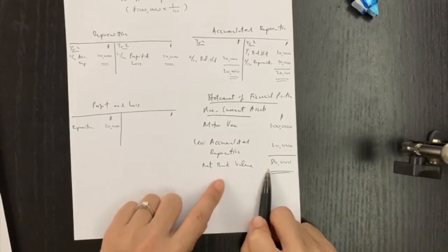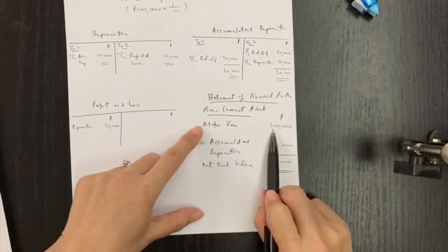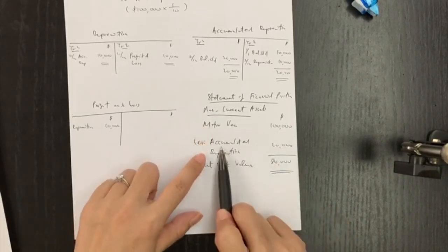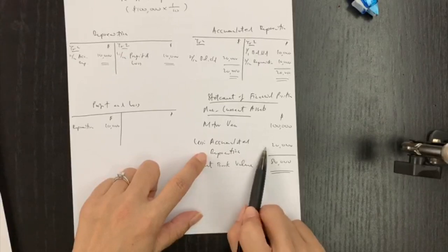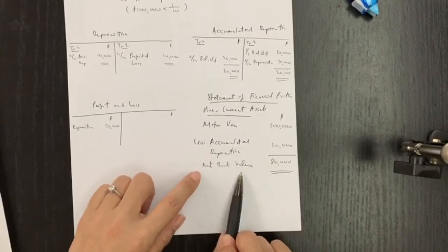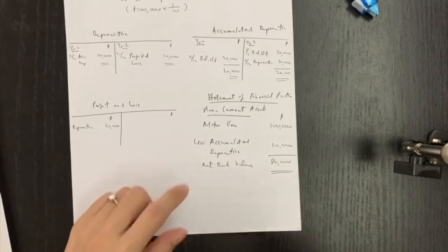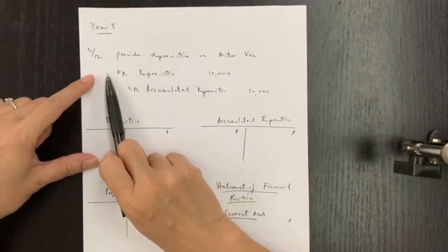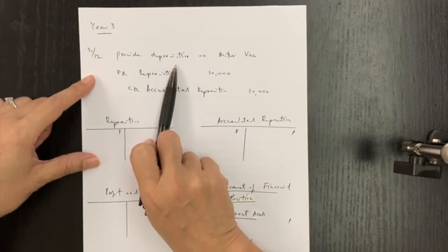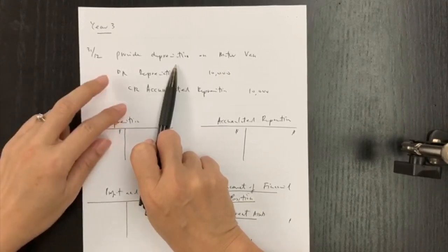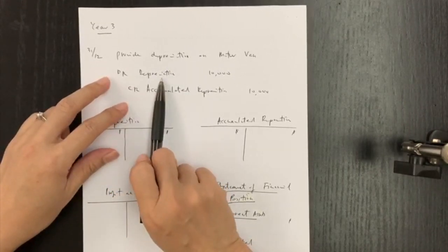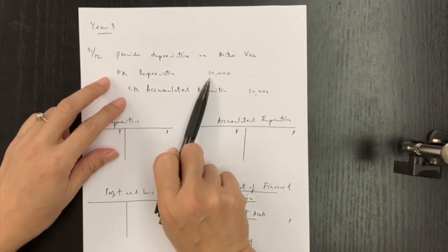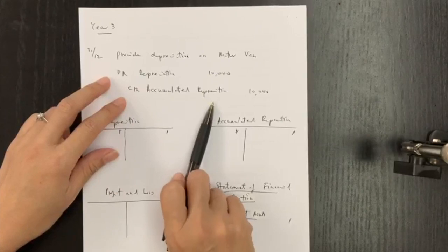Okay, so this is how we provide depreciation, and you can see cost is always the same, and then we have this accumulated depreciation getting bigger, and net book value getting smaller in year 2. Okay, now we come to year 3. We do the same thing. We always provide depreciation at the end of the financial year, and the double entry is debit depreciation 10,000, so the value is going down by 1/10 in year 3 as well, and then we credit accumulated depreciation.